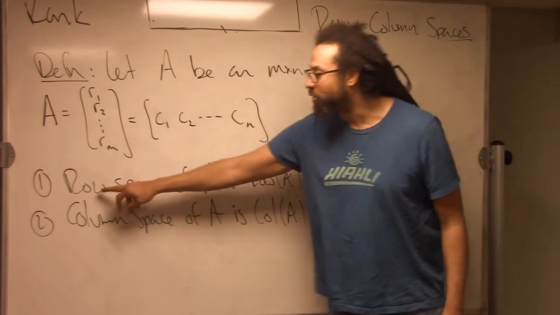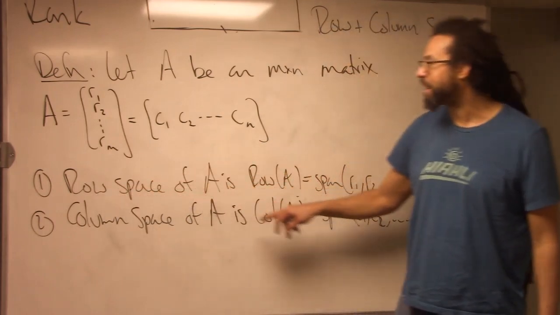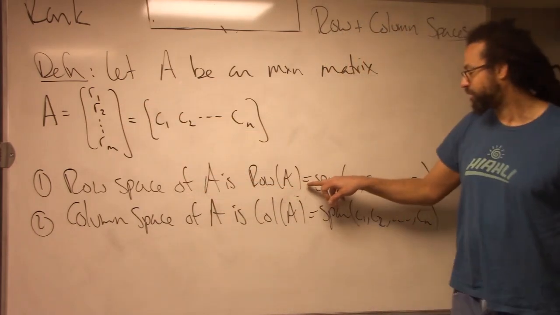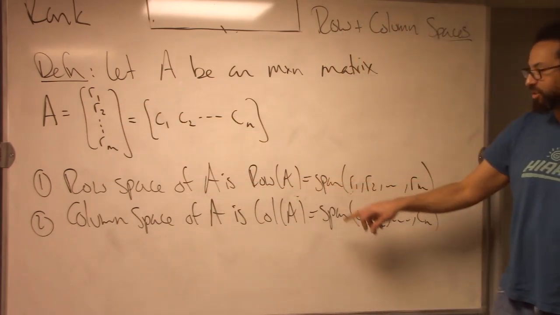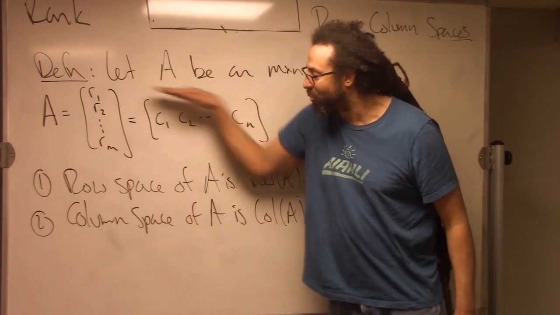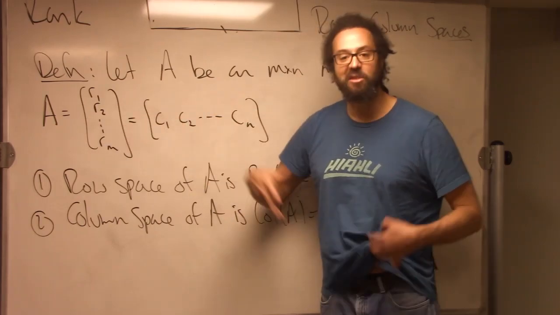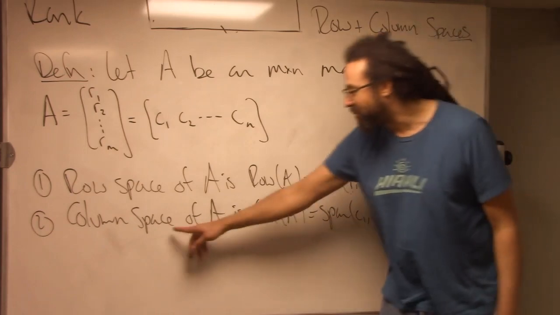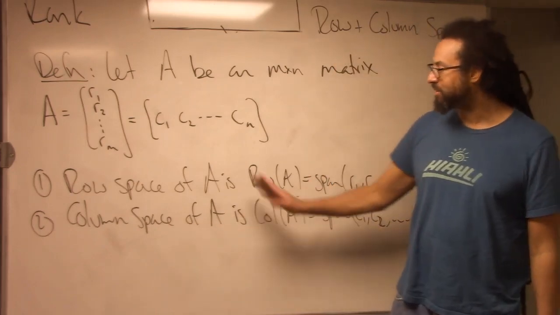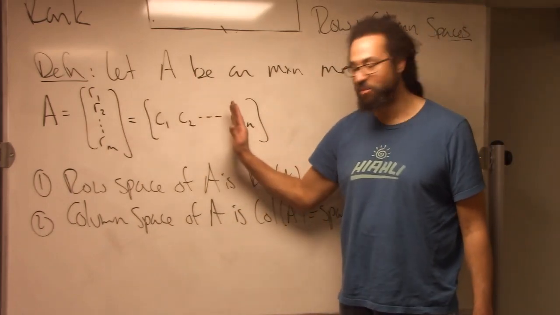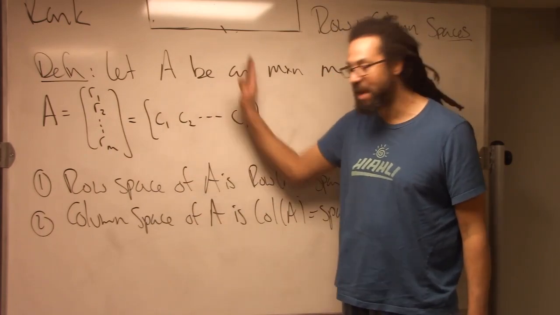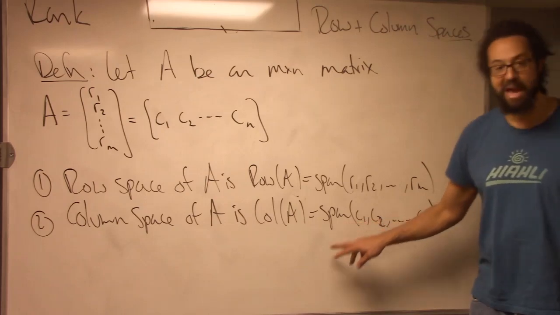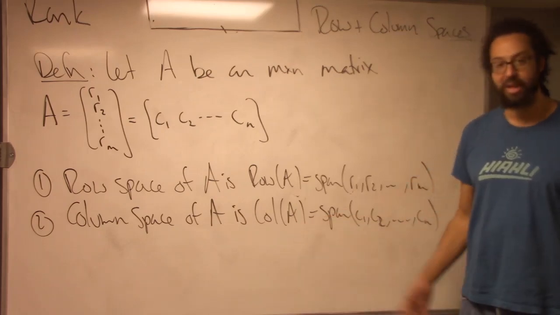And so the row space of A is the subspace of, let's say, Rn, spanned by the rows of A. If you think of each one of these as row vectors, what's the span of those? That's the row space. And then the column space of A is the subspace spanned by the columns of A. So you think of each of the columns now as a vector, and the space spanned by those columns is what we'll call the column space.